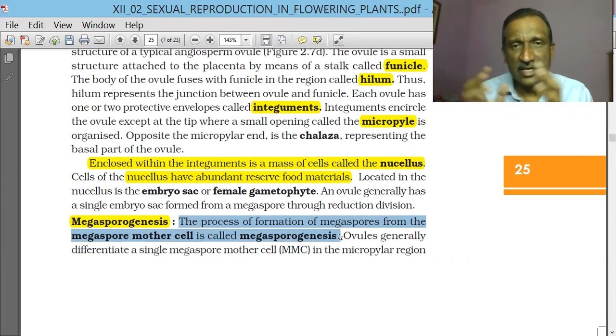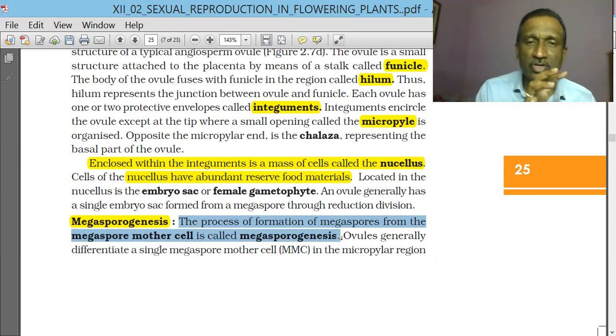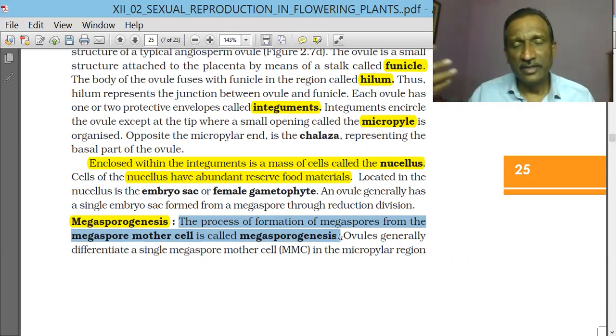The nucellus cells are rich in nutrients. Now some of the nucellus cells become potent for meiosis and undergo meiotic division and further development. उनको हम कहेंगे megaspore mother cell, MMC. Microspore mother cells are also known as MMC, so when we elaborate, we are specifying.